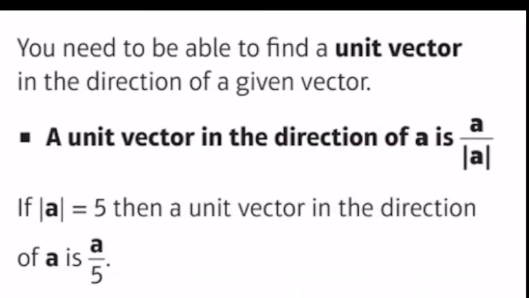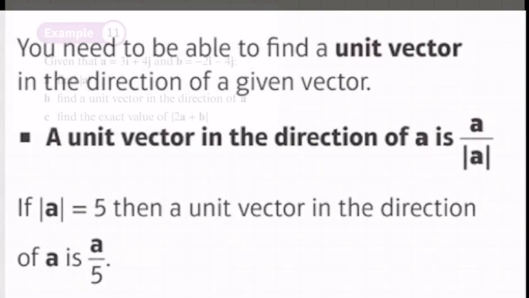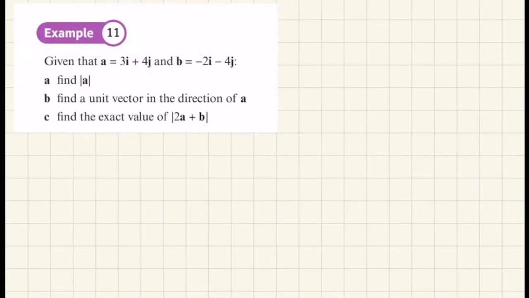Unit vectors are vectors that have magnitude 1. A unit vector in the direction of A is A over the magnitude of A. If the magnitude of A is 5, then a unit vector in the direction of A is A over 5. Example 11. We're given two vectors, A and B. We're asked to find the magnitude of A, a unit vector in the direction of A, and the exact value of the magnitude of 2A plus B.